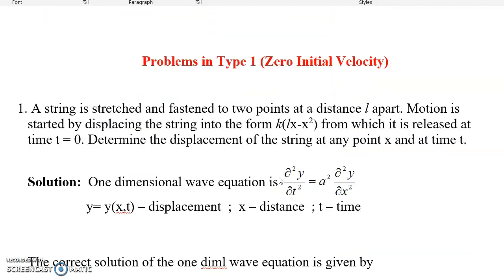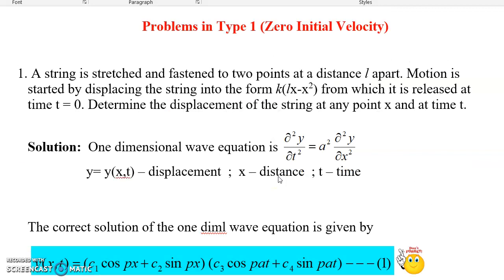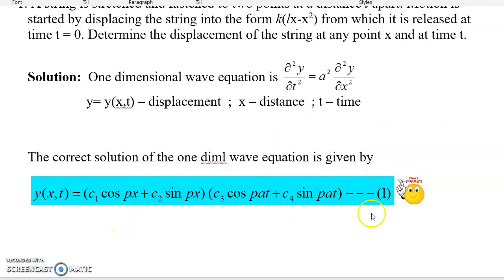Now let us see a problem on how to solve the one-dimensional wave equation. A string is stretched and fastened to 2 points at a distance L apart. Motion is started by displacing the string into the form k(Lx minus x squared), from which it is released at time t equals 0. The question is to determine the displacement. So now let us see how to solve this. First, let us write the one-dimensional wave equation. Already we had seen this. y is displacement, x is distance, t is time. And of course, this is the correct solution.